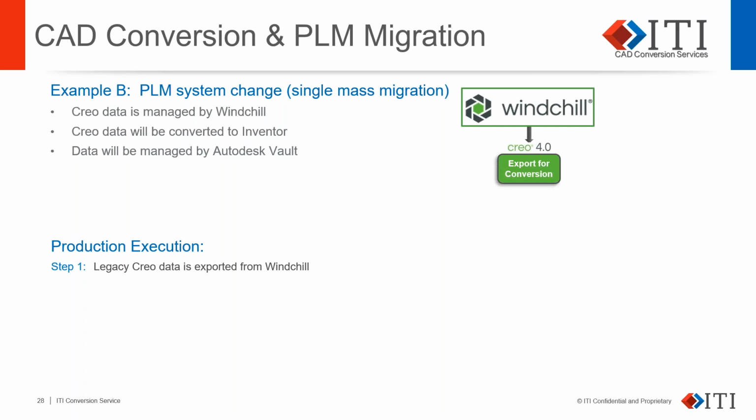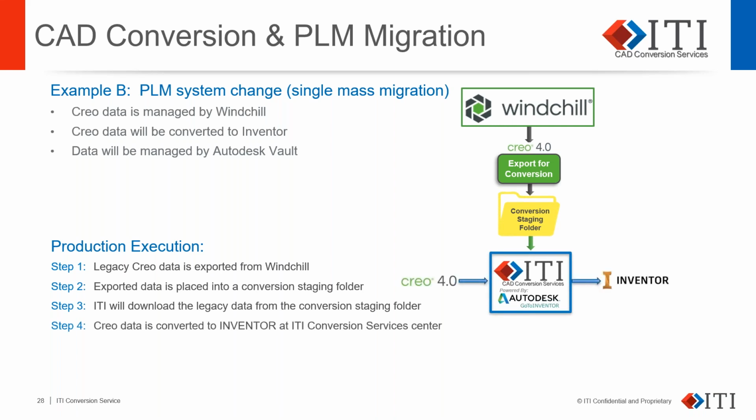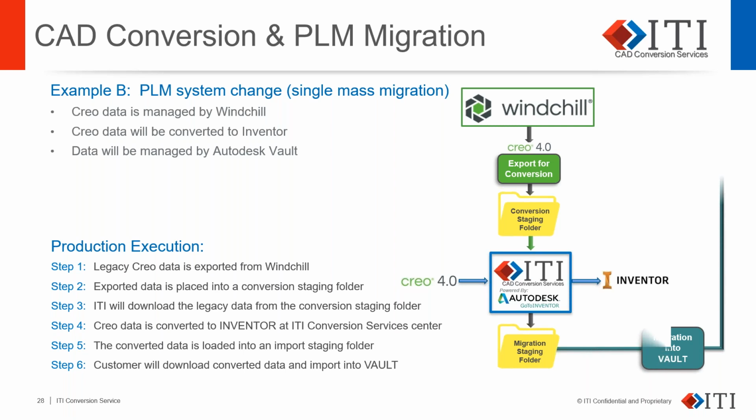So again, very similar start of the process. The data is exported from Creo into a staging folder. ITI would download that folder, run it through Proficiency, and in this case it is converted from Creo to Inventor. The converted data will then be loaded into an import staging folder, which is sent across to the customer for import into Vault.